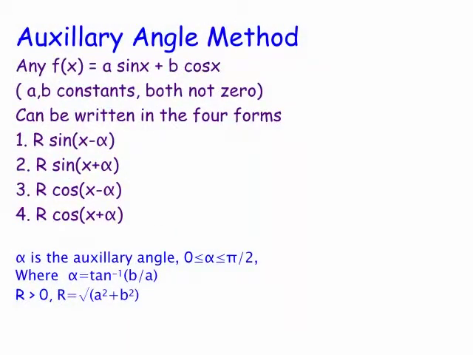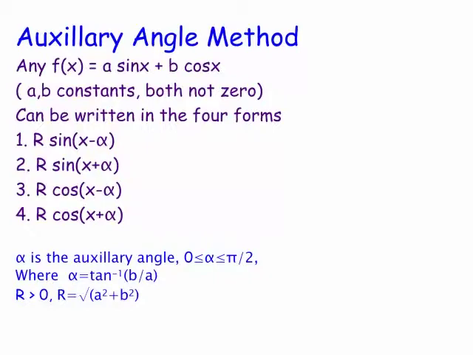Today we're looking at solving trig equations by a technique called the auxiliary angle method. It goes by lots of other names, sometimes a subsidiary angle method. But basically it revolves around the fact that any function of the form a sin x plus b cos x can be combined into a joint expression, using the sum and difference of angles.